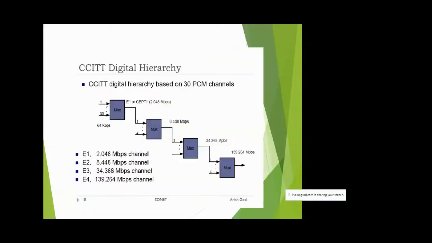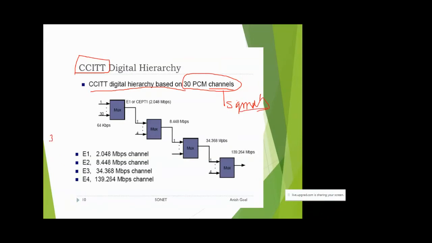Similarly, we have another digital multiplexing hierarchy, that is the CCITT hierarchy. The CCITT digital hierarchy is based on 30 PCM channels, meaning signals. Channels means signals here, which means at the input we have 30 signals.